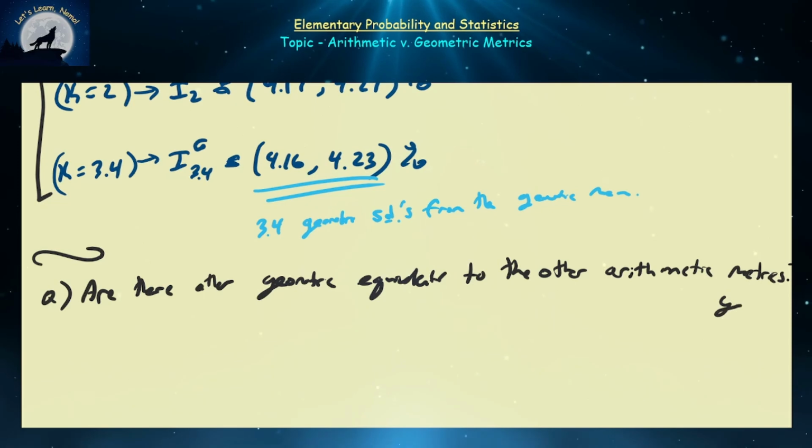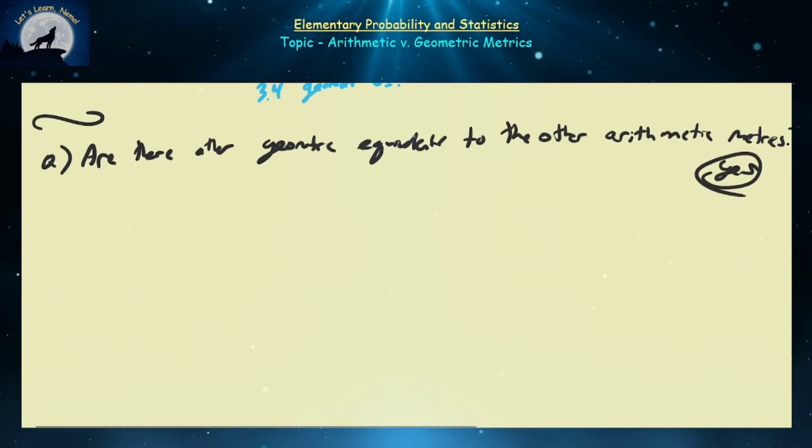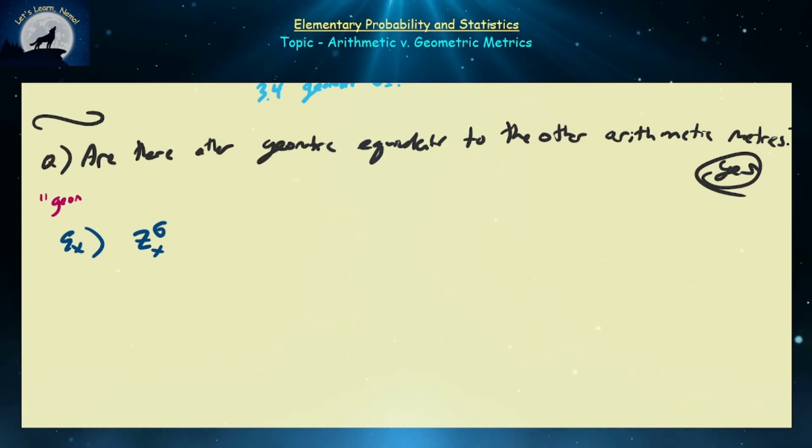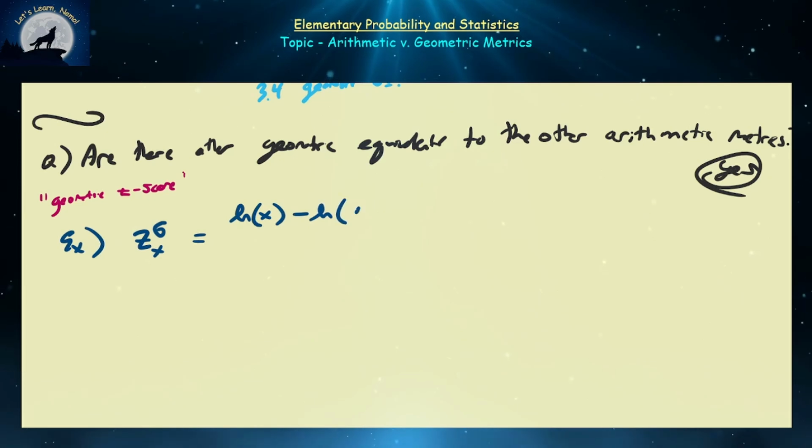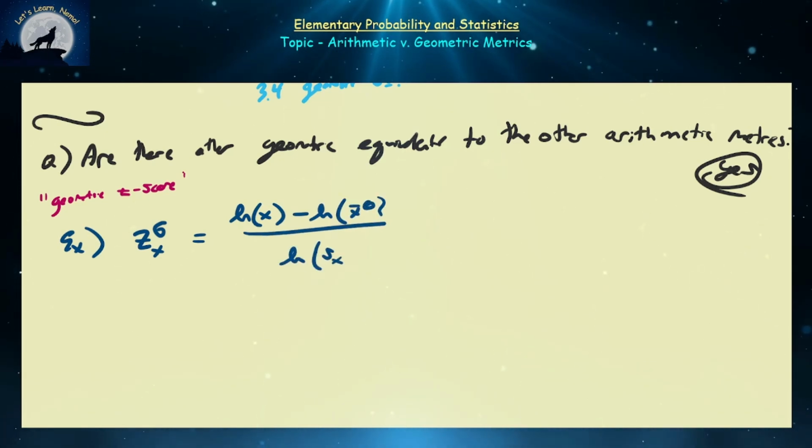The answer is yes. I'll introduce you to one because I think it's very basic to work with, and that's the geometric z-score. So the geometric z-score compared to the arithmetic z-score. The geometric z-score is defined to be equal to the natural log of x minus the natural log of the geometric mean, all divided by the natural log of the geometric standard deviation.